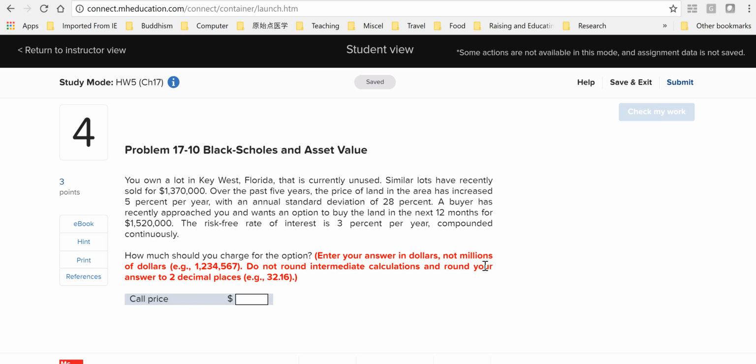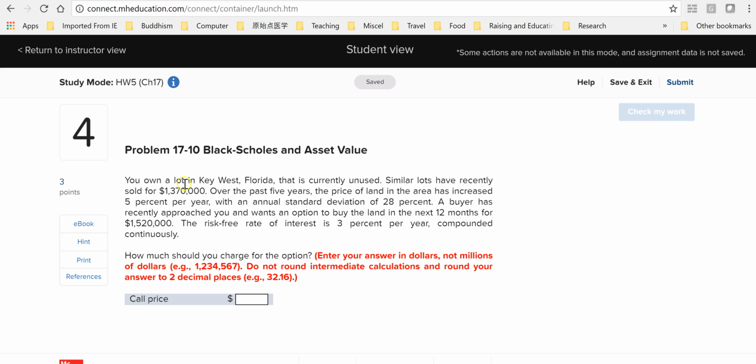This is question number 4 of homework 5. So this is an example of using the Black-Scholes option pricing model to estimate the value of an asset. This model is not only useful for pricing options on securities such as stocks and bonds, but also can be used to price real estate, as in this example.